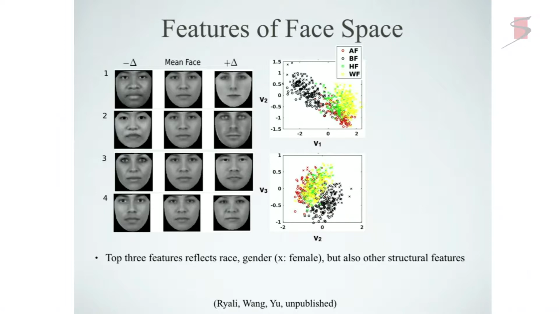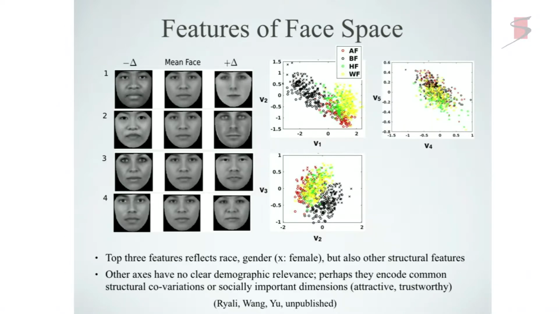And you might have noticed that race and gender seem to be prevalent variations within the first 1, 2, or 3 featural dimensions. So X here is female faces, and circles here are male faces. And the different colors correspond with different races. A is for Asian, B is for Black, H is for Hispanic, W is for white. And you can see that, in fact, the top 3 features do reflect race and gender, but also some structural features. While the other axes, the later features, don't differentiate these demographic groups as easily.